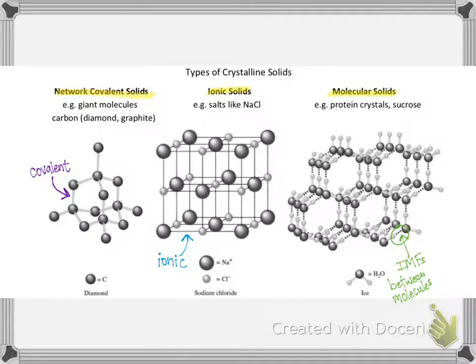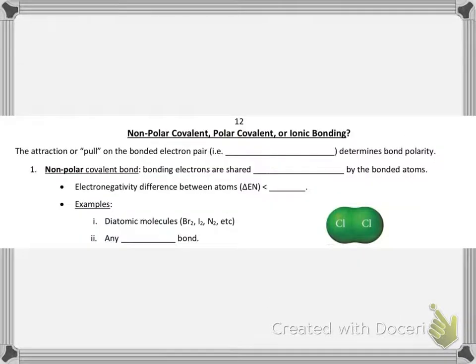We are going to skip forward. There's a couple pages of practice we're going to do in class, but we are going to skip to page 12 and talk about the difference between polar and nonpolar covalent bonding. I'm sure you remember our discussions of electronegativity from all of our fun and exciting periodic trends. Well, remember, electronegativity is just the attraction or pull on the bonded electron pair, and this determines individual bond polarity.